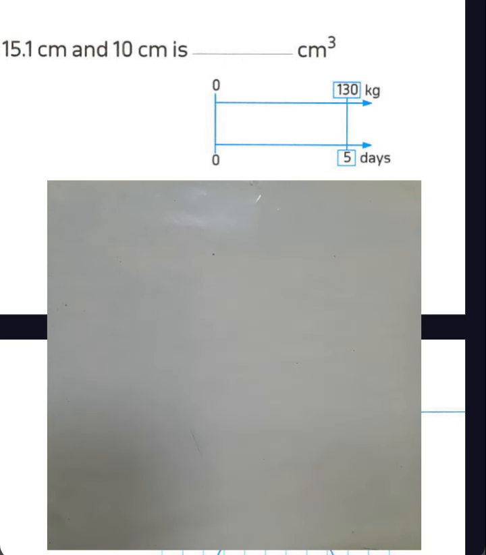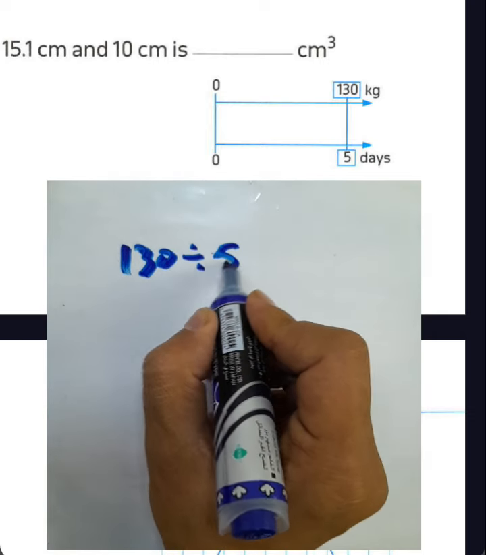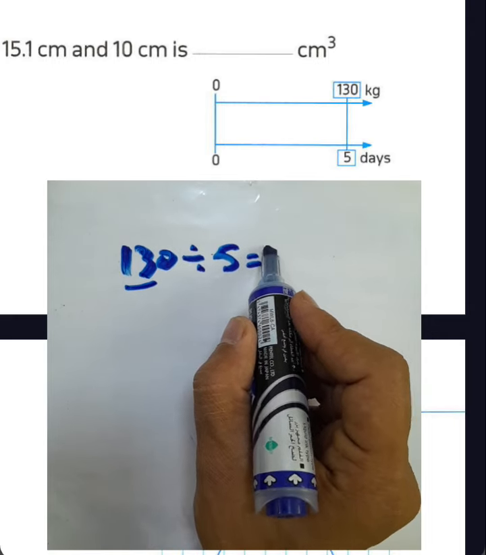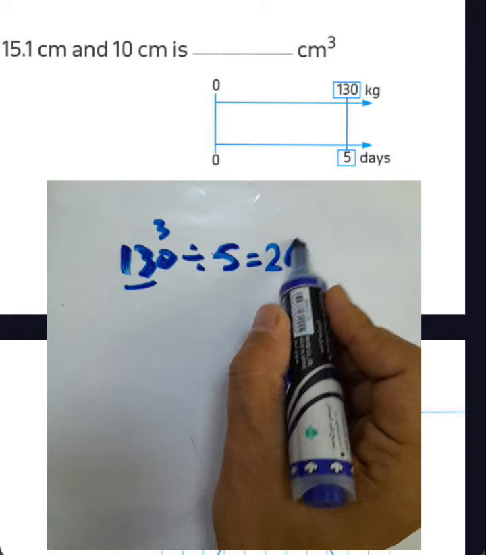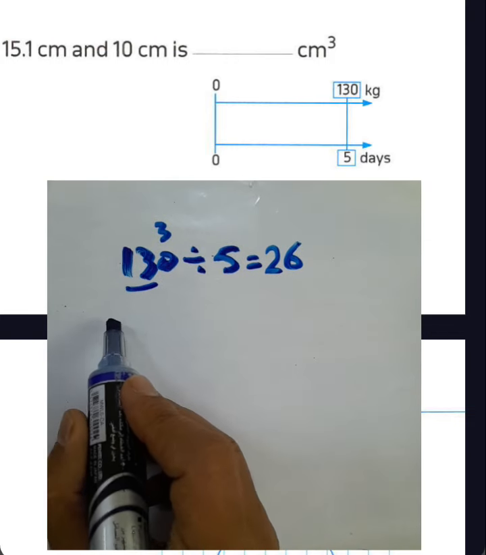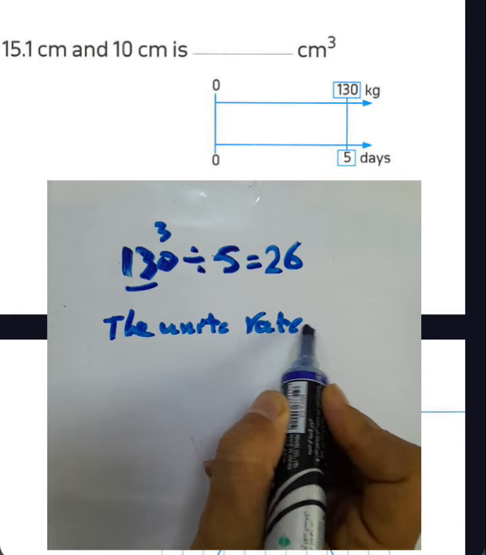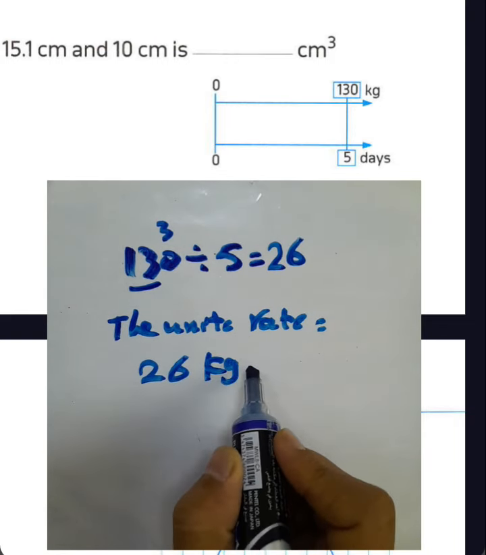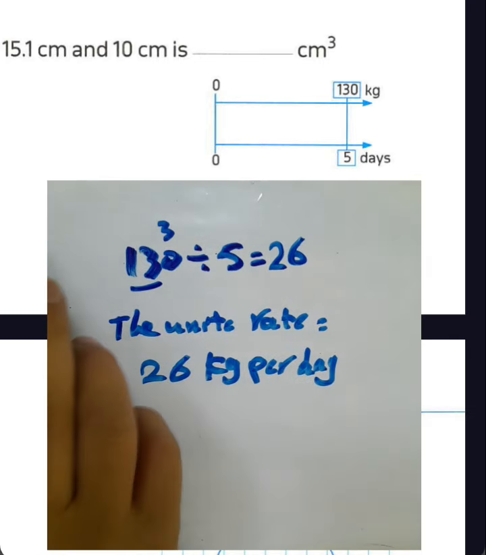Then we can write 130 divided by 5. 13 divided by 5 equals 2, and the remainder 3. 30 divided by 5 equals 6. Then the unit rate will be equal to 26 kilograms per day. That's the result, okay? 26 kilograms per day.